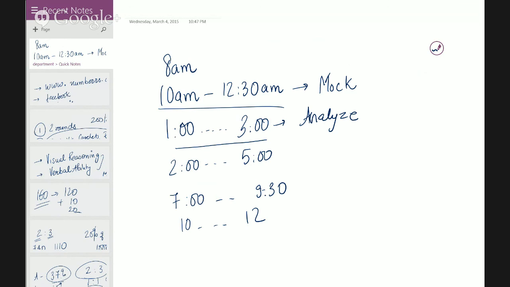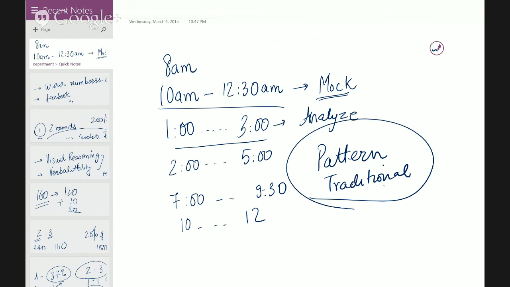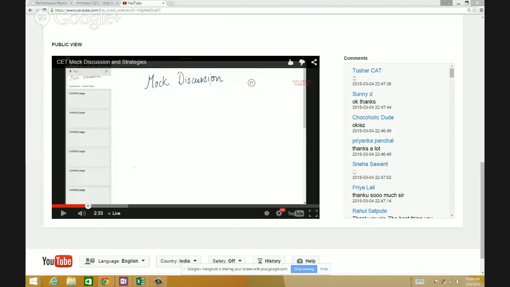The idea for CET of writing two mocks is, why don't we recommend the same thing for CAT and XAT and everything? Because those papers need a lot of concept clarity. CET is so patterned, so traditional, that to score a good score, you have to stay in touch with these things. You cannot just run away from it. So you have to do day and night and everything here.